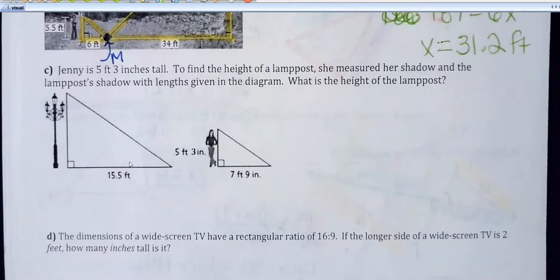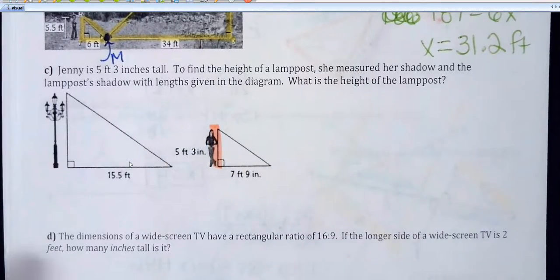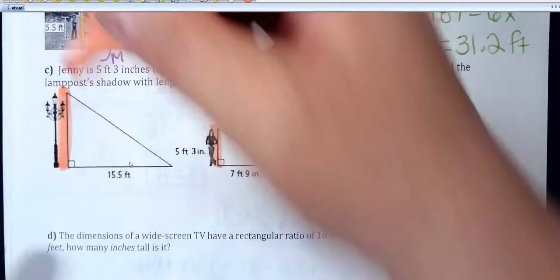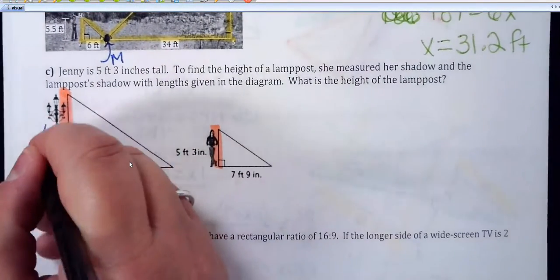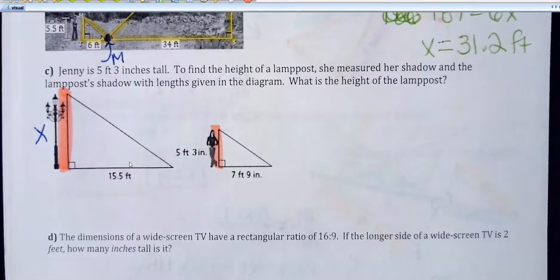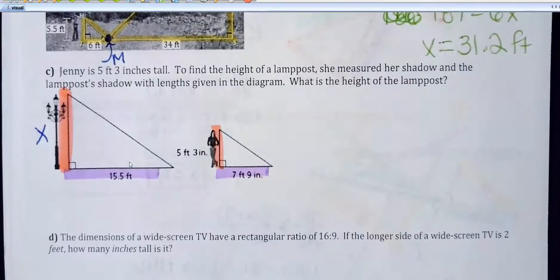Okay. Now, very similar problem, but really what I want to target in this example is how you would write these heights. Let me just read this to you real quick. It says Jenny is 5 feet 3 inches tall. So this is this girl here. And it says to find the height of a lamppost, she measured her shadow and the lamppost shadow. So her height would correspond to the height of the lamppost, which we don't know here. And her shadow is going to correspond to the lamppost's shadow, which is going to be along the bottom there, along the ground.